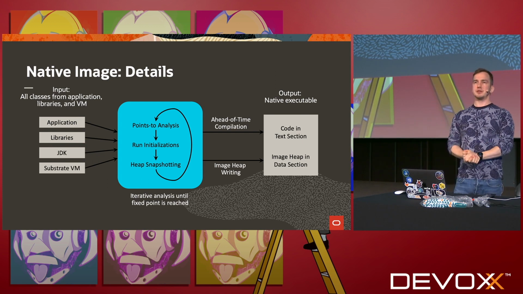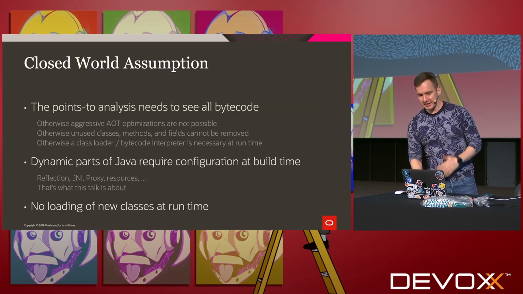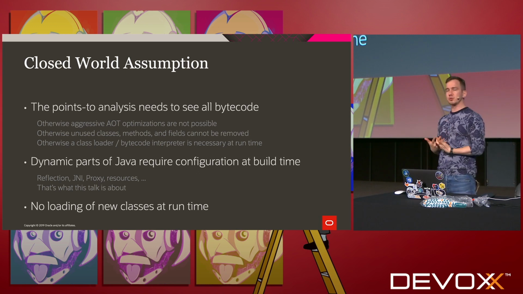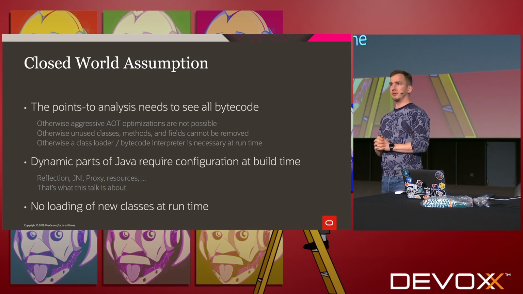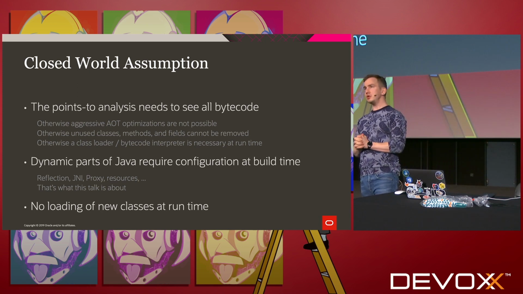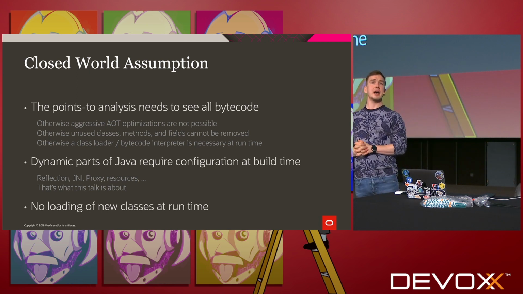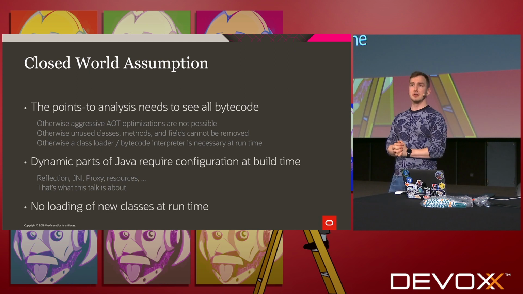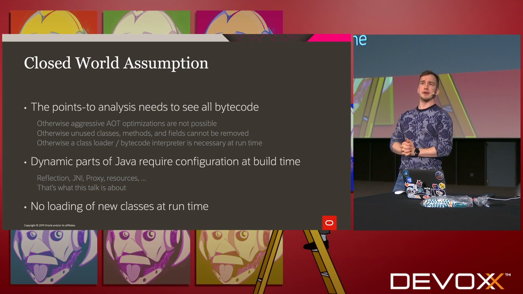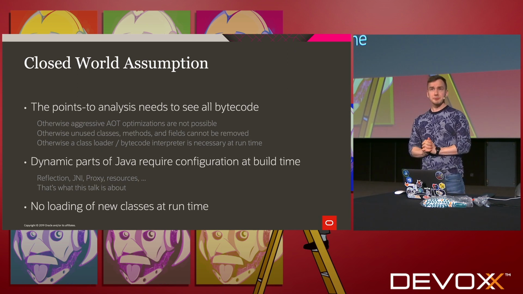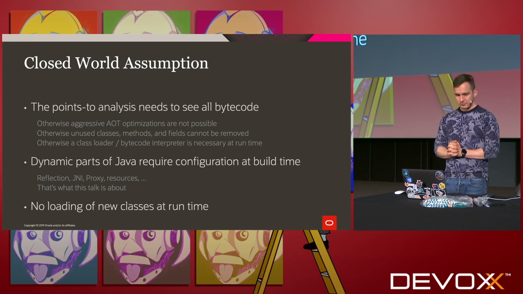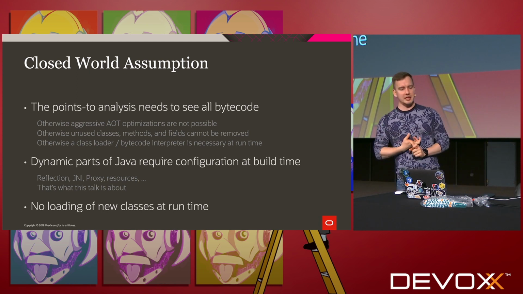And the most important thing to know about this is that the whole thing operates under a closed world assumption. It means that the native image utility has to see all the bytecodes that will ever be executed. After the native image is generated, you cannot add additional classes because they consist of additional bytecodes. And native image has to see all the bytecodes. So there is no loading new classes at runtime.